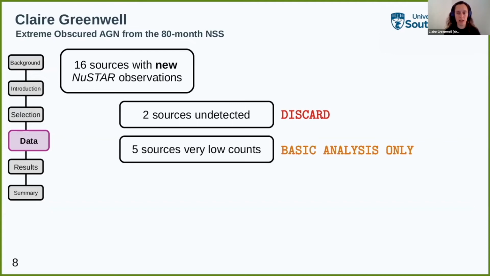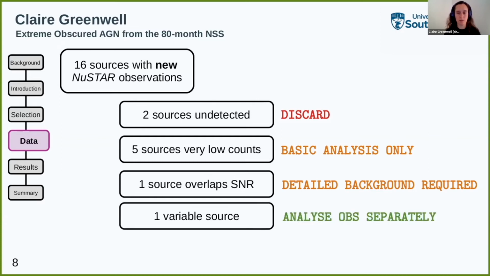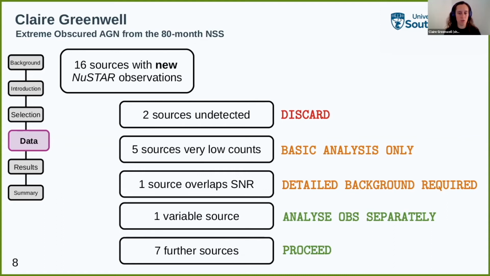5 of them have quite low counts, so we'll of course keep them in the analysis, but they don't have enough data to do any detailed modelling on the spectra. One of them overlaps with a supernova remnant, which is very bright in the soft X-ray. So that needs, particularly in the soft X-ray, a lot of detailed background modelling to make sure that we remove any effects from that. One source that seems to be variable has several observations over different time periods, and I'll talk about that one a little bit later. And then 7 more that seem relatively useful and simple.